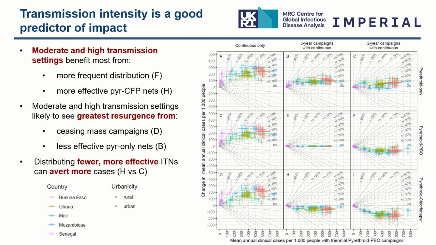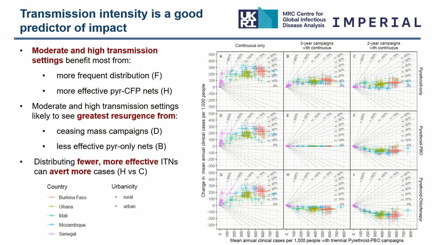What we've done here, on the x-axis we have our estimates of clinical cases per 1,000 people with a 3-year PBO strategy. And on the y-axis, we have our predictions on the change in cases if we switch to different strategies. In the left-hand column, we have our predictions for if we only have continuous distribution. In the middle, we have our estimates if we have continuous distribution plus 3-yearly mass campaigns. And on the right, we have our estimates if we have continuous distribution plus 2-yearly mass campaigns.